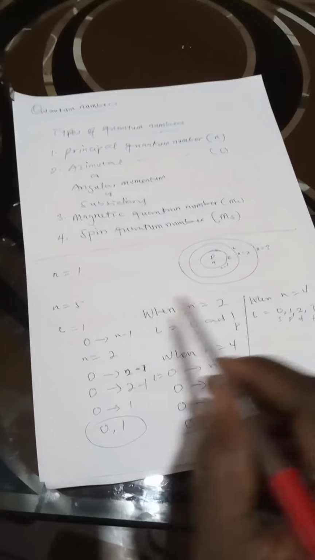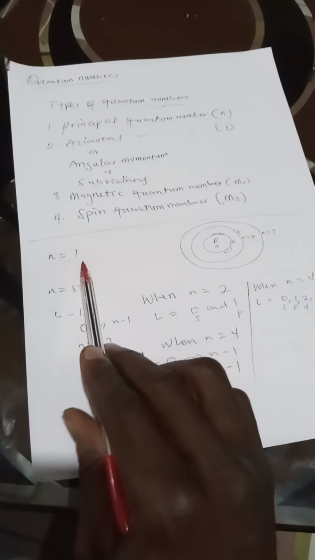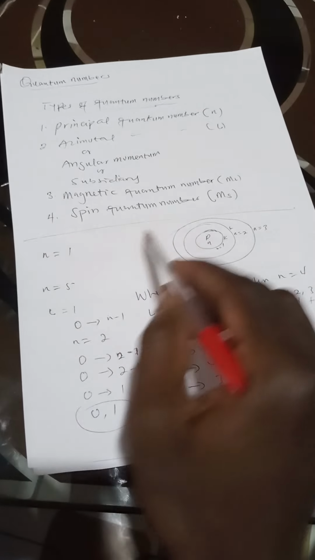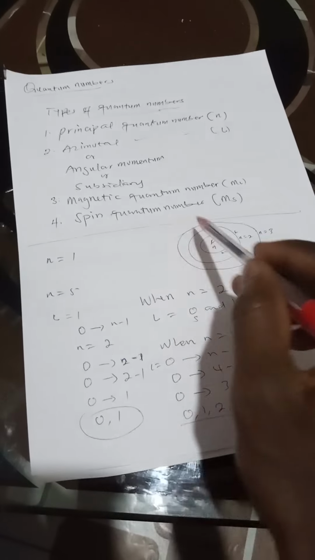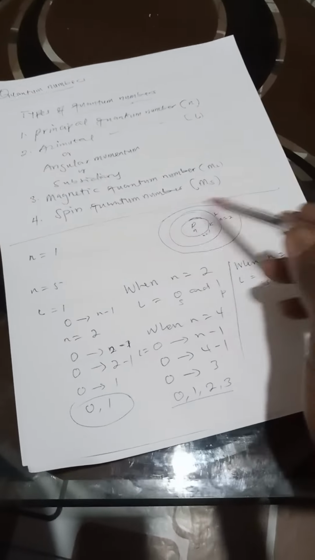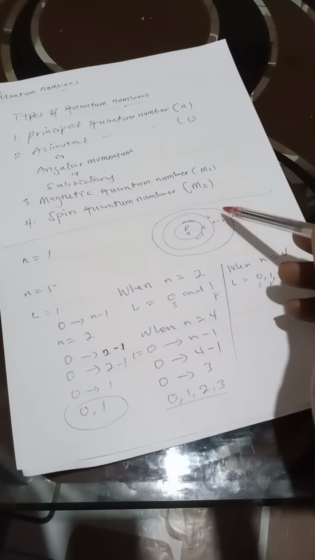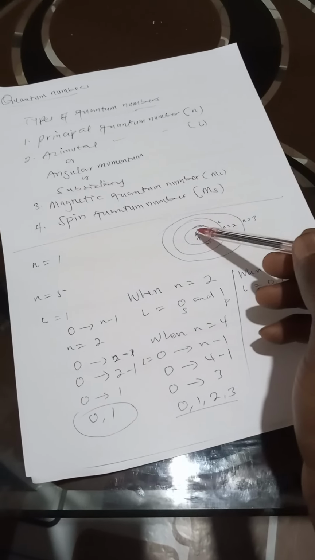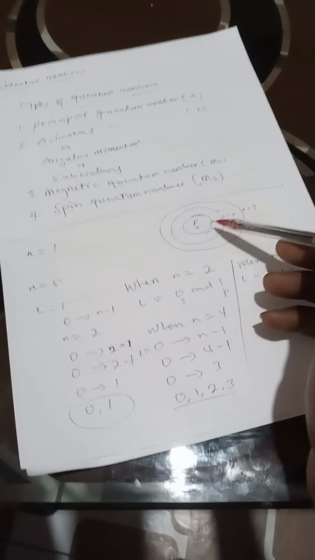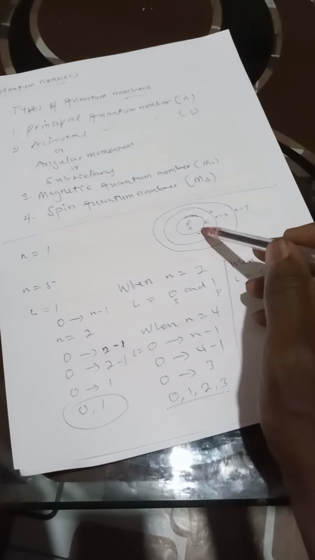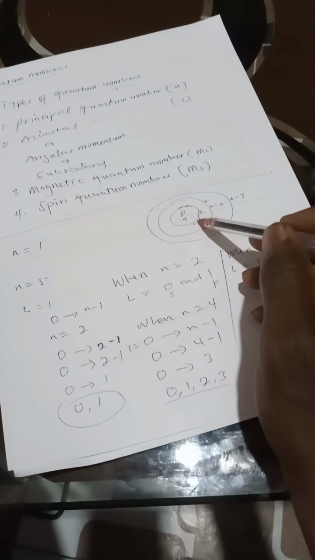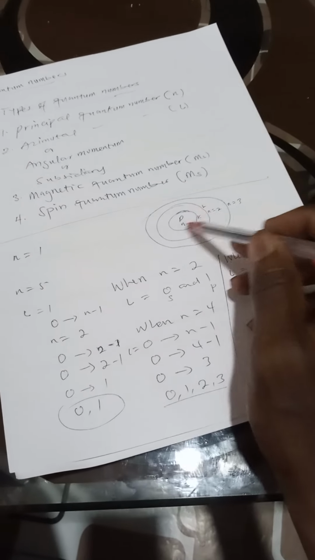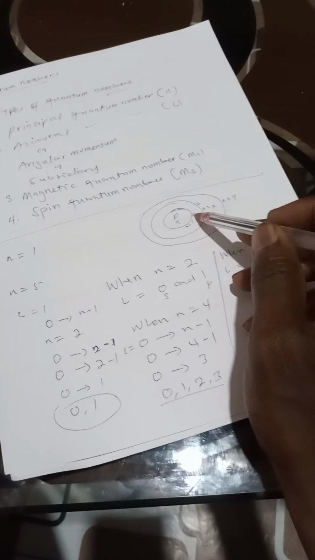Let's look at it. If I say n is equal to 1, it means I'm talking about the first energy of the orbital. That is the first shell. Look at the shells. We have three shells. For the first shell, we use a number to represent the energy. Since it's the first shell, we say n is equal to 1. It means the principal quantum number for the first shell is equal to 1, which is the K shell.